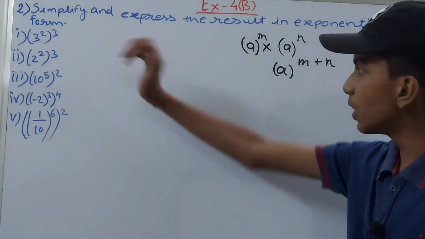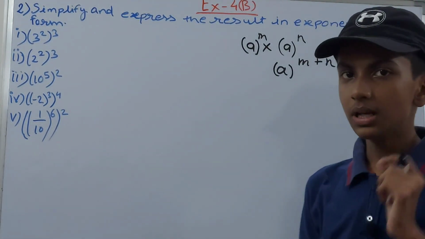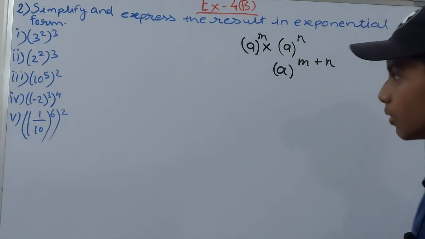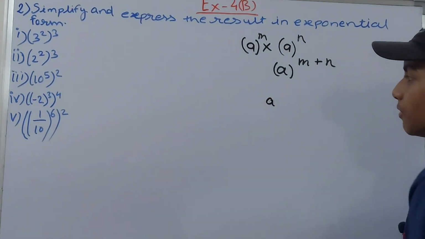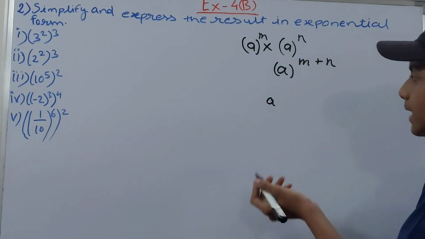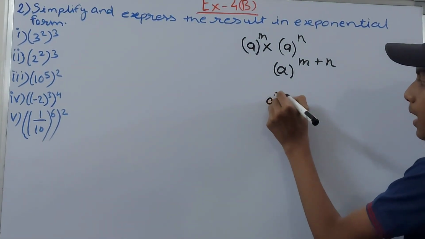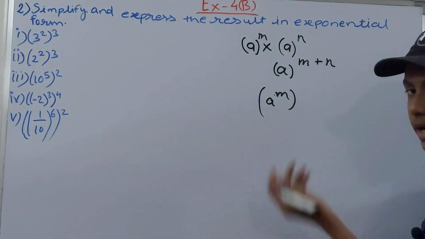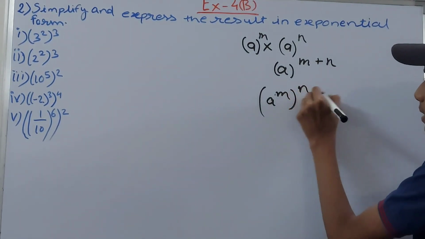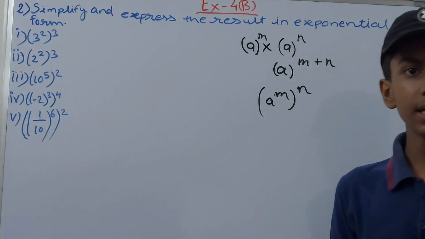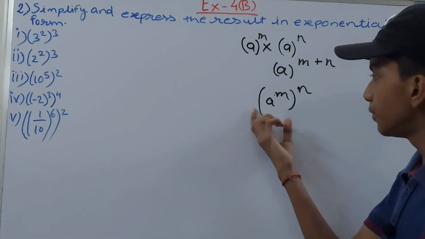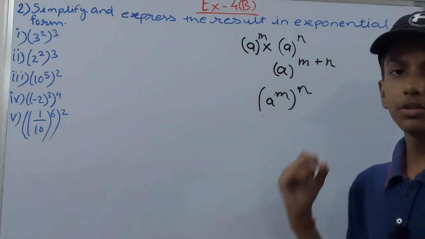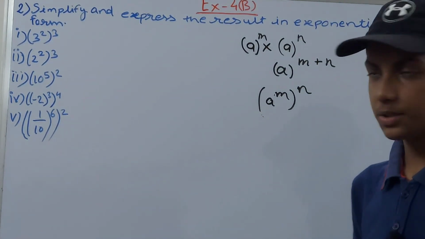Here we have just one base. Let us assume the base to be a for now, right? So a is our number that we will multiply, or the base, and it has two powers. A to the power m, this one in the bracket, outside of it, it has n as the power. So if we have to remove this bracket, we have to simplify this expression.